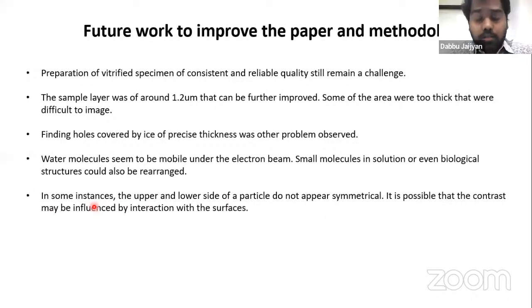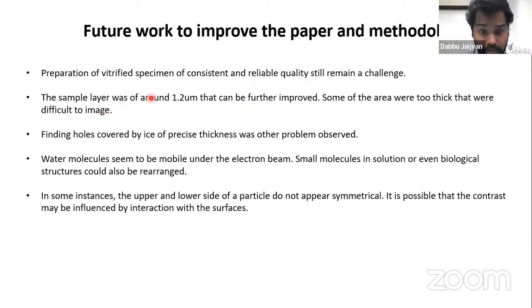So in this paper, because this method was developed for the very first time, there are several flaws that need to be improved, because everything was manual, it had to be done by hand. Therefore, the preparation of vitrified specimens of consistent and reliable quality still remains a challenge. Even now, we cannot get 100% high quality grids in one go. We have to repeat it a few times. So I would suggest even at that time, the consistency and reliability remained the challenge.